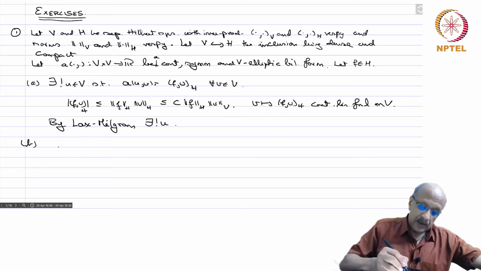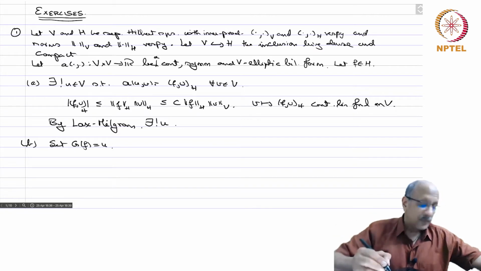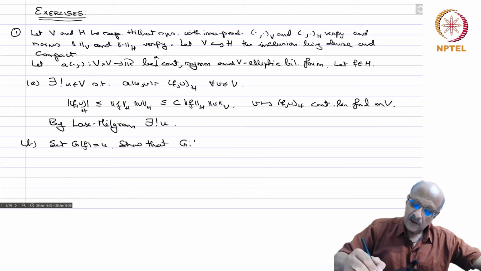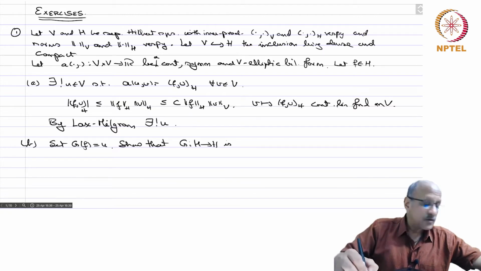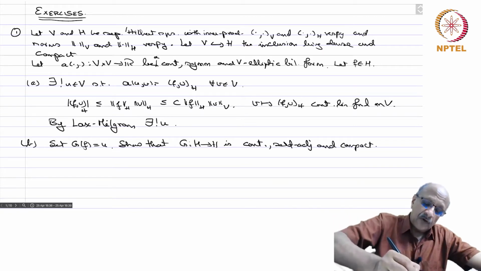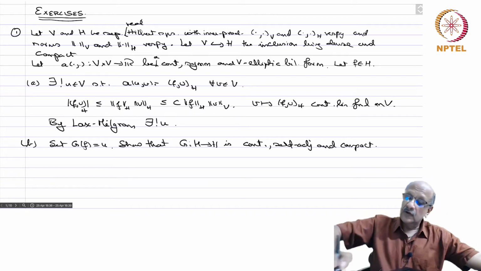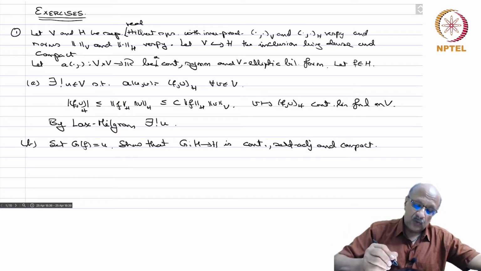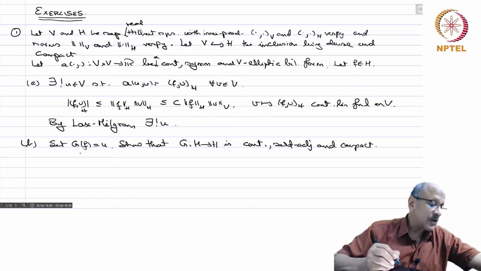B, set G of F equal to U. Show that G from H to H is continuous, self-adjoint and compact. We are of course talking of real Hilbert spaces, that is understood, we are dealing with real functions. Okay. So, we are trying to imitate what we did for the Laplacian. So, this is the abstract framework.